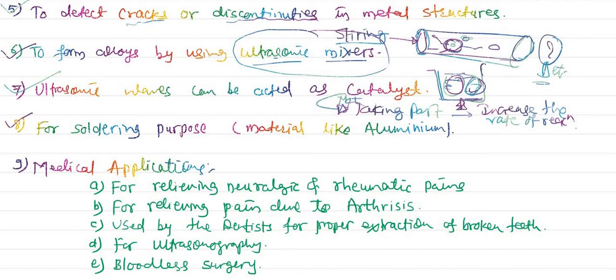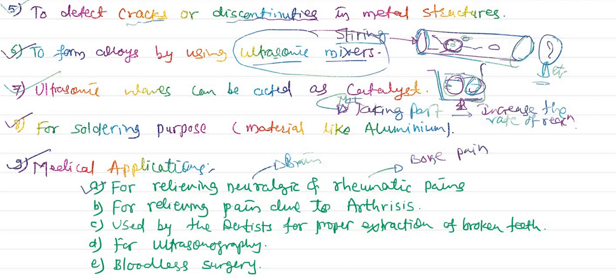We can say medical applications. Medically, ultrasonic waves are used for several medical purposes. First one is for relieving neurologic and rheumatic pains. Neurologic is related to the brain, and rheumatic, which we call in Marathi as Sandivat, is related to bone pain. These ultrasonic waves can help to relieve these pains, or to decrease the intensity of these pains.